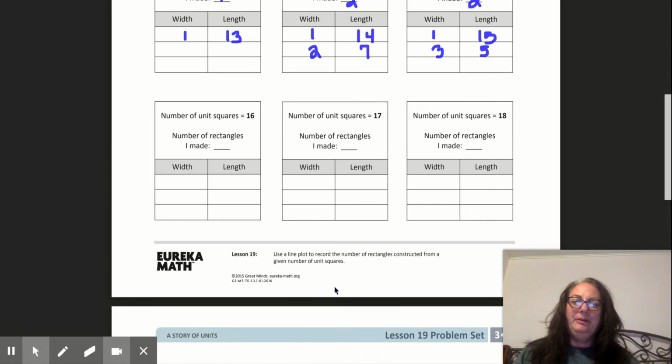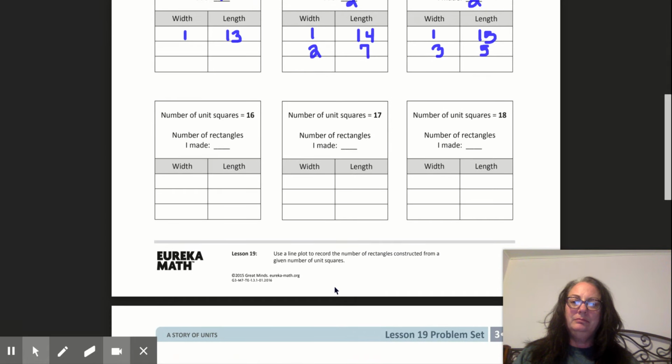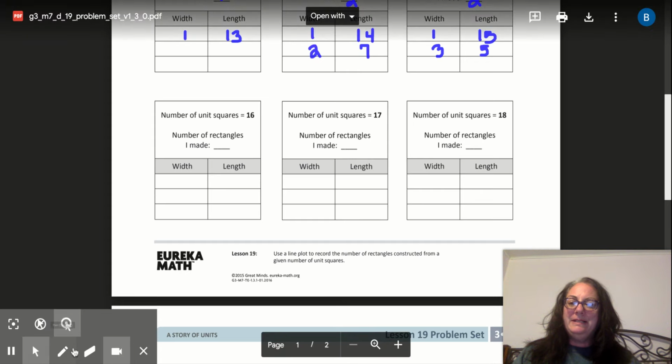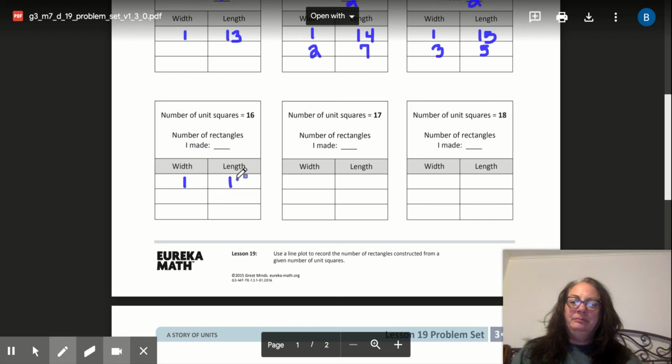Let's go back up here. Now we have 16. We have 1 times 16. 2 times 8. And 4 times 4. And even though 4 times 4 is a square, it's also considered a rectangle. So we have 3 rectangles.